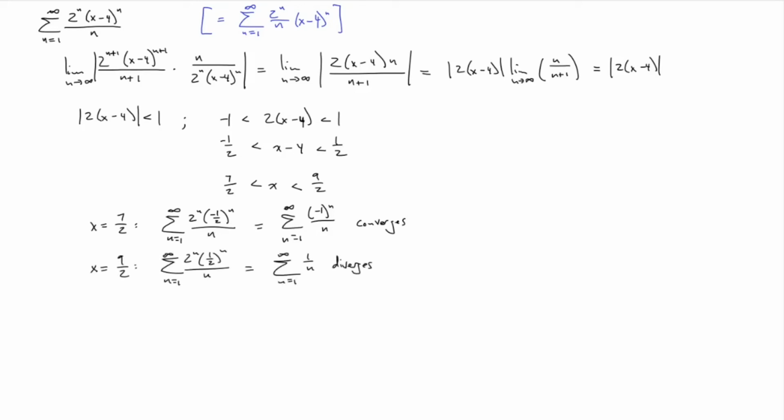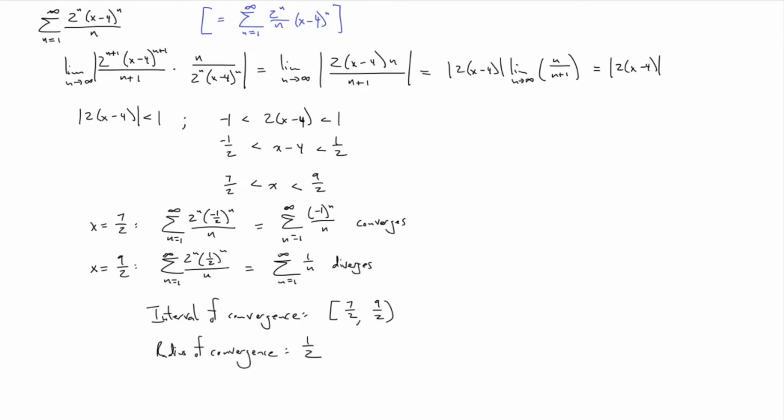And similarly, when x is equal to 9/2, we get the sum n equals 1 to infinity of 2 to the n times 1/2 to the n, all over n. And 2 to the n times 1/2 to the n is 2 times 1/2, all to the n, and 2 times 1/2 is 1, and 1 to the n is 1. And so this is the harmonic series, which we know diverges. And that gives us our interval of convergence. It's from 7/2 to 9/2, including the 7/2, but not including the 9/2.